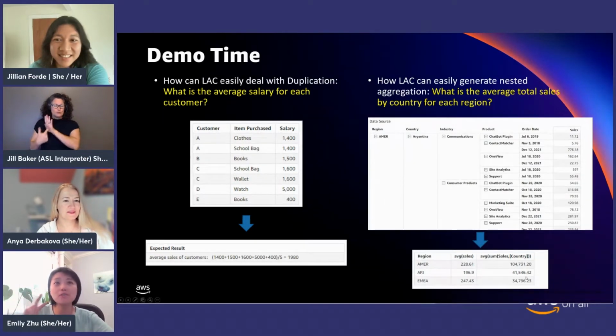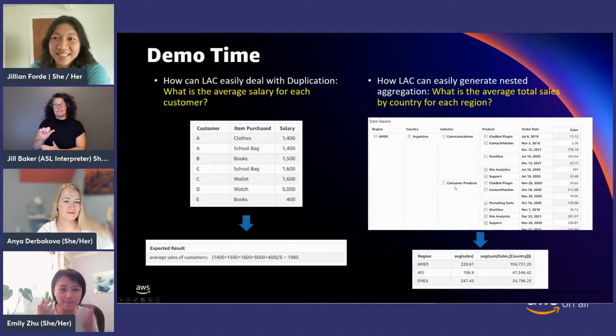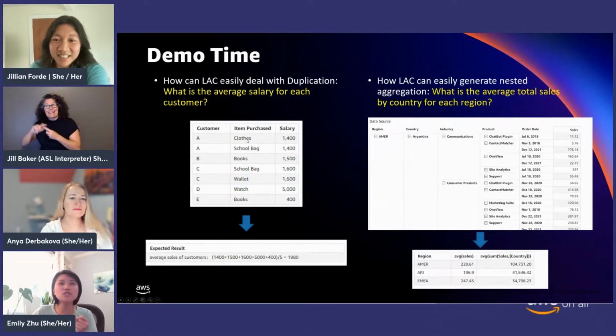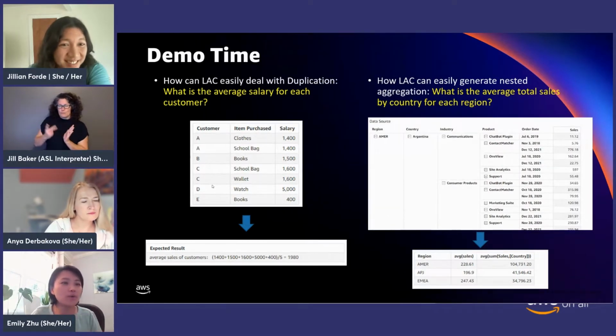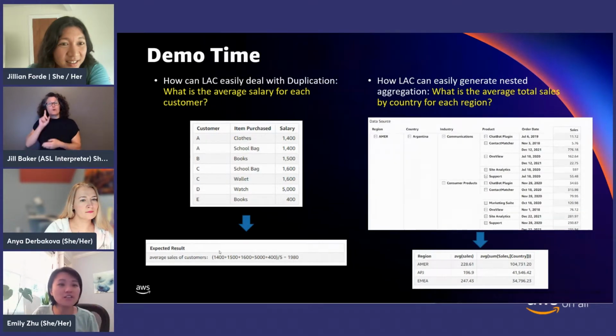So we're talking about two main problems here for the demo. The first one is that there is duplication of data. As people combine different data sources, you can see there's duplication. For a customer, there are different lines because they have different items purchased. And our problem is I want to see average salary by customer. So for customers A and C, those duplicates, how do we deal with it? Now, you will be able to just use one single LAC calculation to solve this problem super quickly.